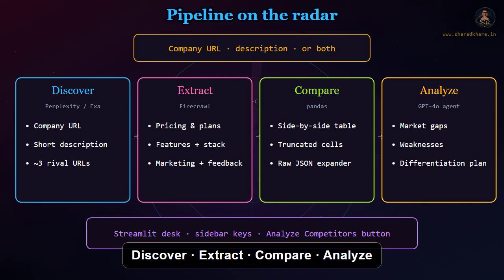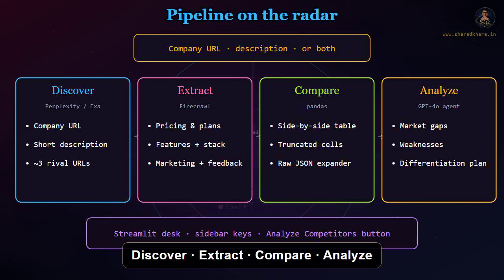On the screen, Streamlit gives you a wide app, a sidebar for API keys, a main pane for URL and description, and the Analyze Competitors button. You keep this mental map. Input, discover URLs, extract facts, compare rows, analyze strategy, report out.